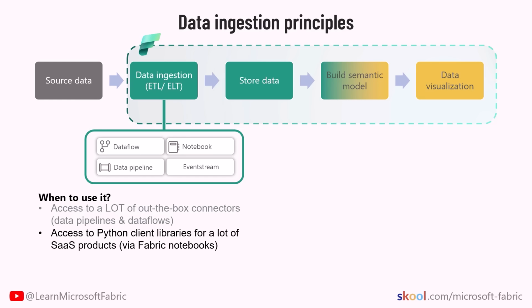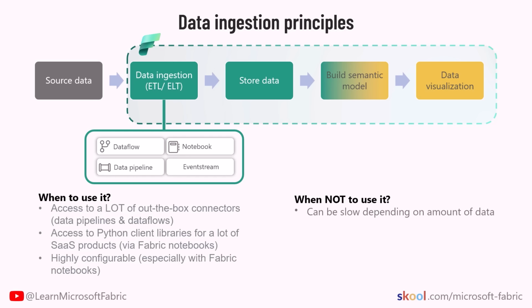So perhaps you want to connect to HubSpot client libraries to bring in your marketing data, for example. And there are a lot of Python client libraries. So depending on what tool you use, that can be a really good option as well. And again, it's highly configurable. So especially with Fabric notebooks, you can really do lots of things with your data before it gets written into Fabric. So when do you not want to use this sort of thing?